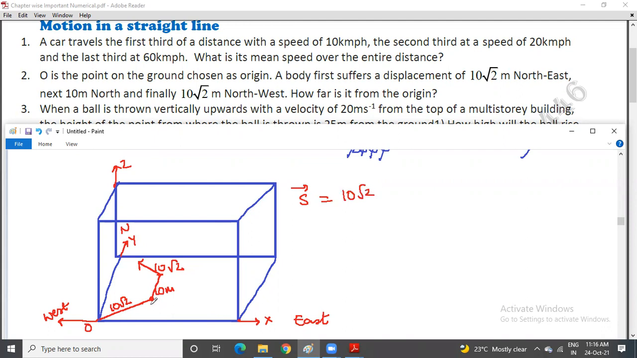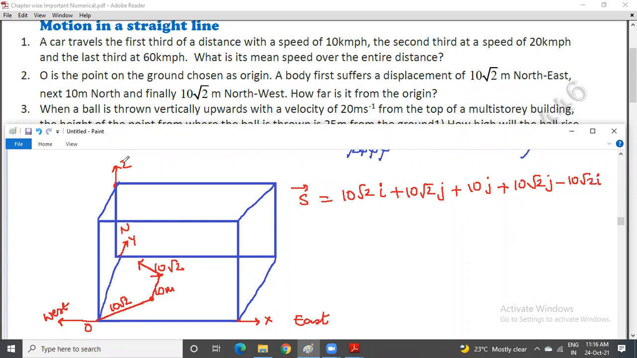10 root 2 i. Since it is having components along positive x-axis and also because it is falling in the positive x and positive y plane, therefore 10 root 2 j. Now the next part is going in the north direction, which means it has only a component along the y direction. This is 10j. And the last part is going northwest, which means it is falling in the negative x and positive y plane. So positive y means 10 root 2 j, negative x means 10 root 2 i.